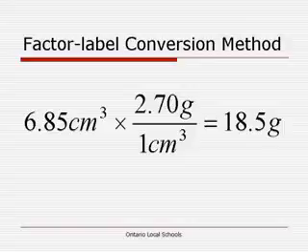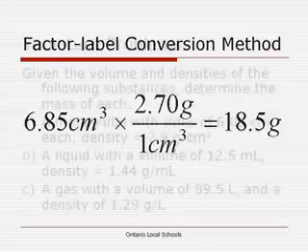Now, when we do this, you'll notice the cubic centimeters cancel. We're left with grams. The 6.85 cubic centimeters times 2.70 grams divided by 1 cubic centimeter leaves us with 18.5 grams of aluminum. The same answer as using the traditional method, but a little bit faster, a quicker setup on this.